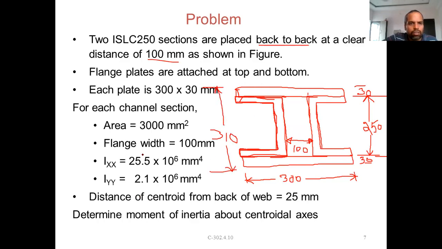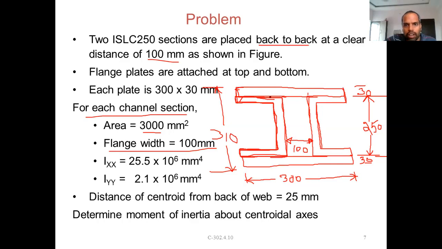Right. So next, what is given is an area of 3000 mm square for one channel section. This is called each channel section. Area is 3000 for this one and 3000 for this one, so total area 6000. And flange width of 100 is given. Flange width 100 means this is 100, this is 100, and this is 100. It means whatever we have drawn is correct. Unknowingly I have drawn it, but it proves to be correct.